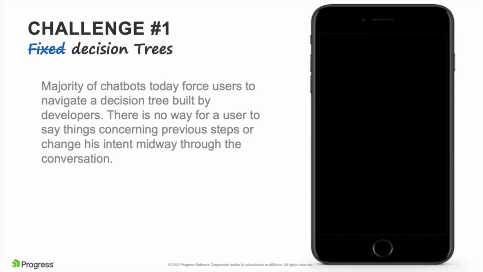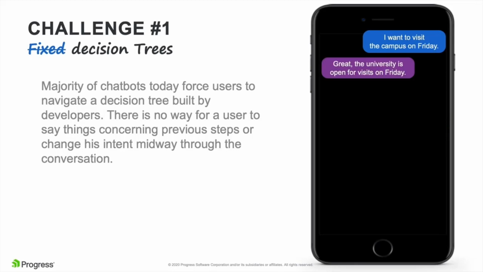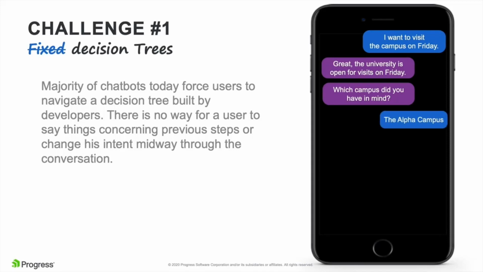While what we should be doing is avoiding those fixed decision trees. So if the student says, I want to visit the campus on Friday, the chatbot should say, yeah, sure, you can visit the campus on Friday. Which campus did you have in mind? And then the student can say, the Alpha campus, and everybody's happy.